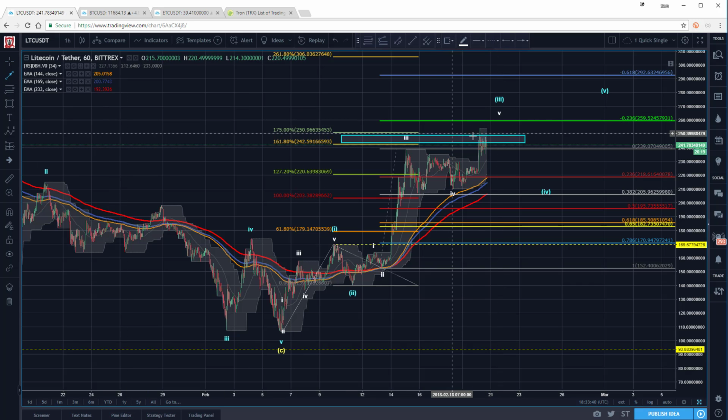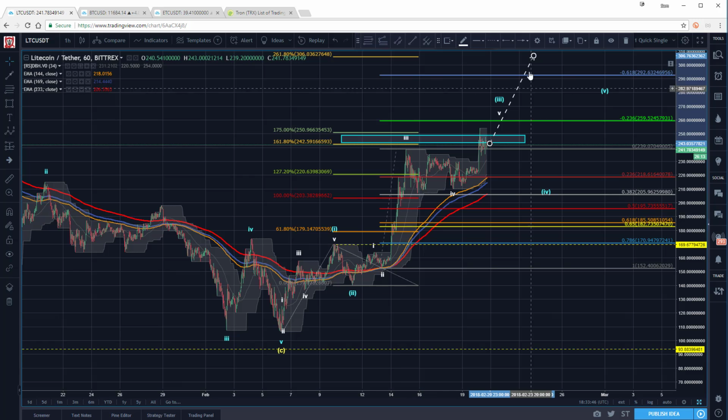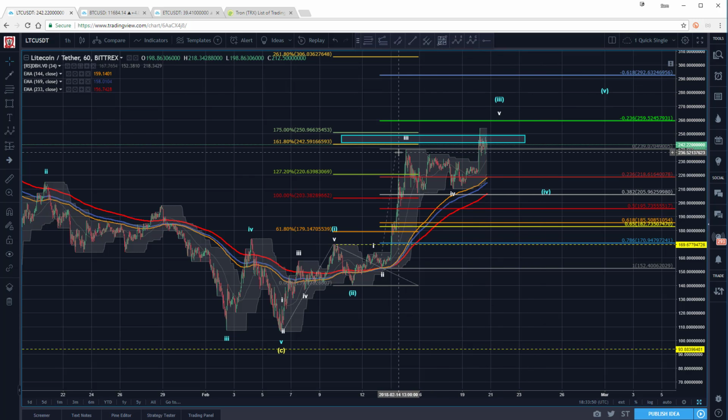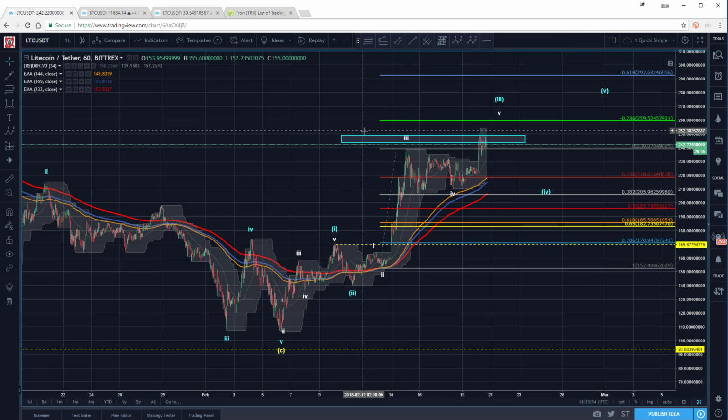Nothing says we have to top there. We could get to and through. We could head up here. Here's the 2618 up here. That would be an extreme for this, but that's a contender as well. So right now it's kind of a wait and see on this, but I would maintain this count until I see something to prove otherwise.